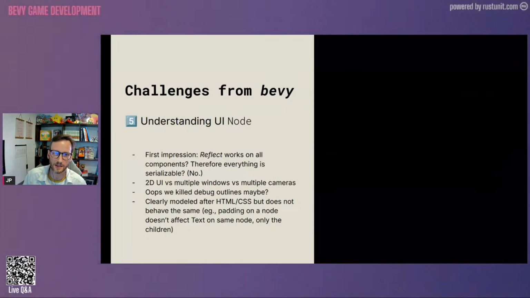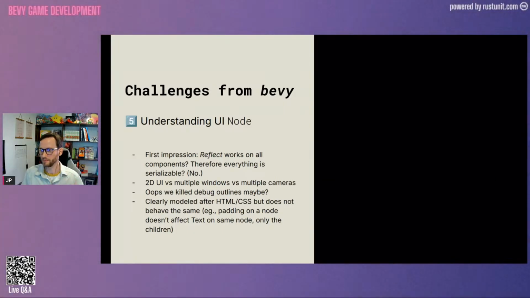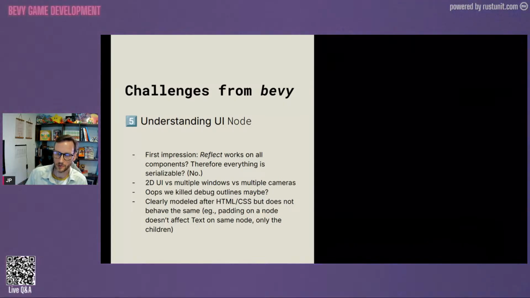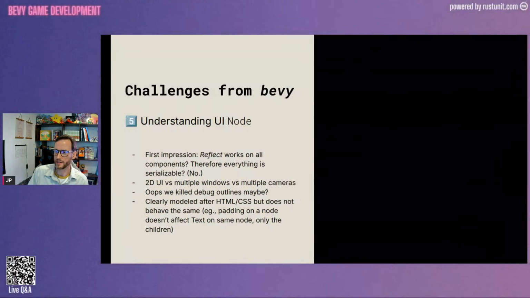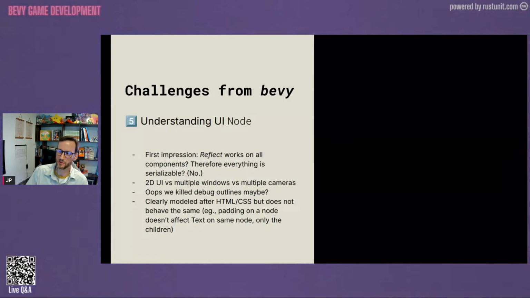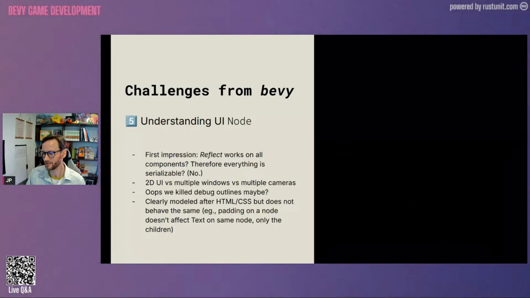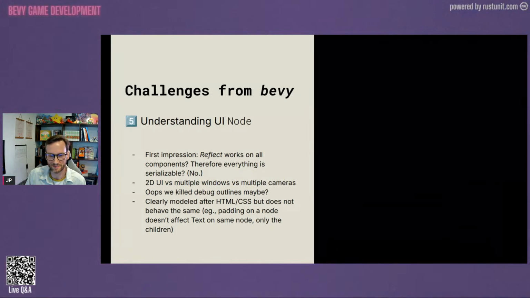And then lastly, misunderstandings from my side about how the node system works. Obviously we work a lot in 2D, and a lot of our game is UI and UX work. Things I thought would work would be like, is reflect on every single Bevy component? No. So I was like, why doesn't everybody just reflect everything and then serialize everything and spit it back out? Yeah, that was a rabbit hole I chased for a few days. That was not a good use of my time.